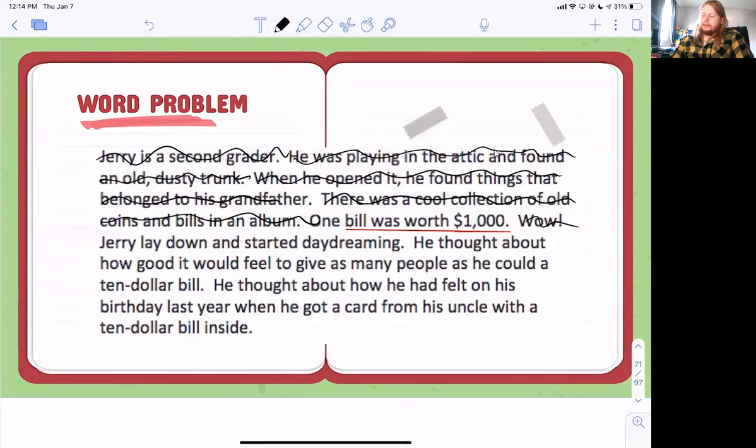Jerry laid down and started daydreaming. Do we need that? No, not important to the problem. He thought about how good it would be to give as many people as he could a $10 bill. That's important. He wants to give as many people as he could a $10 bill. He thought about how he felt on his birthday when he got a card from his uncle with a $10 bill inside. Nah, we don't need that. We don't need to know how he feels. We just need to know how much he could give to people. So let's look at the things we have highlighted. One bill is worth $1,000, and he wanted to give as many people as he could a $10 bill.